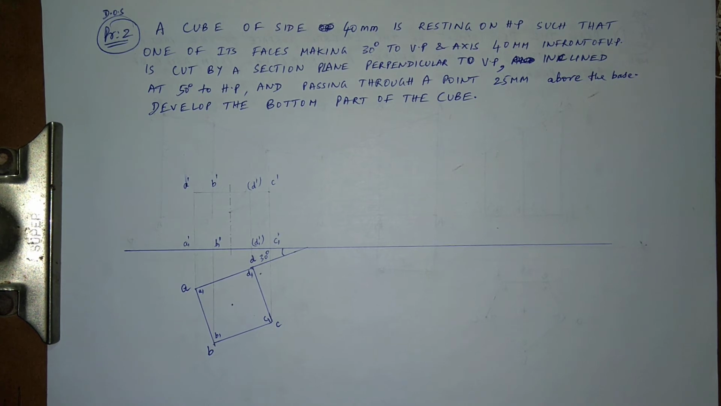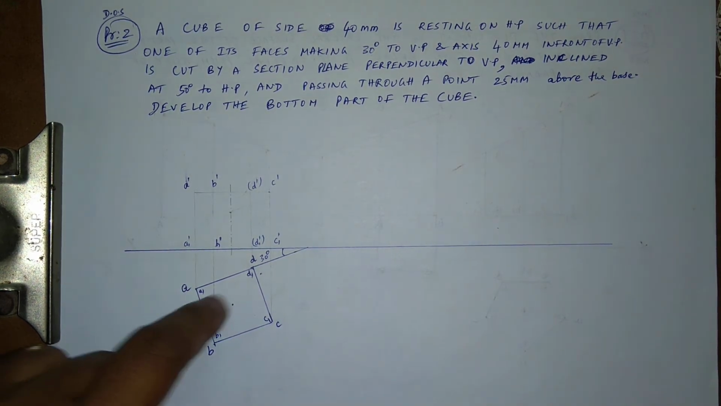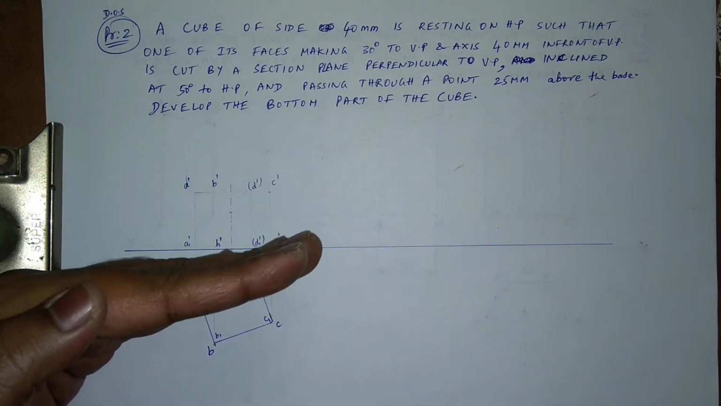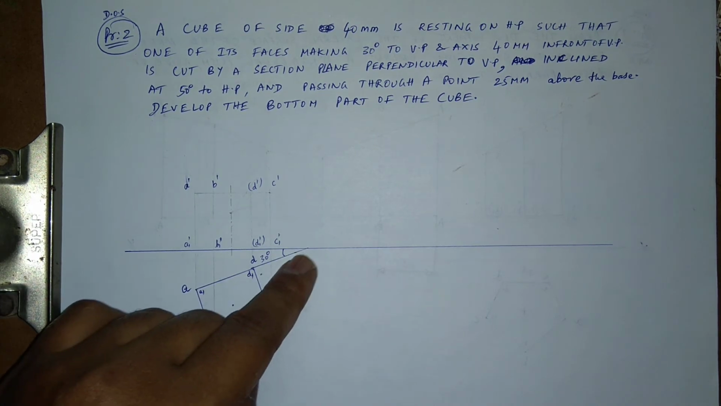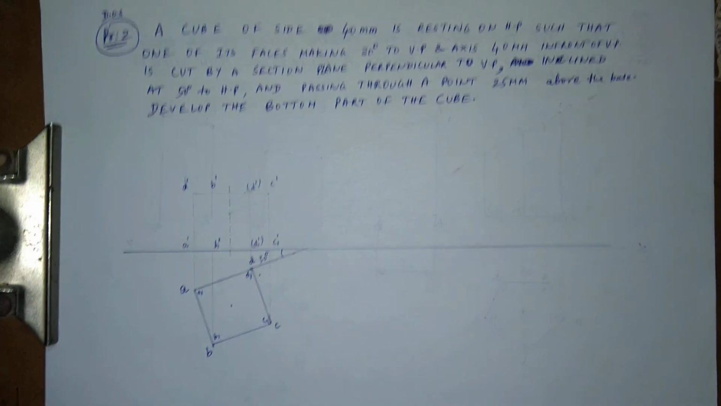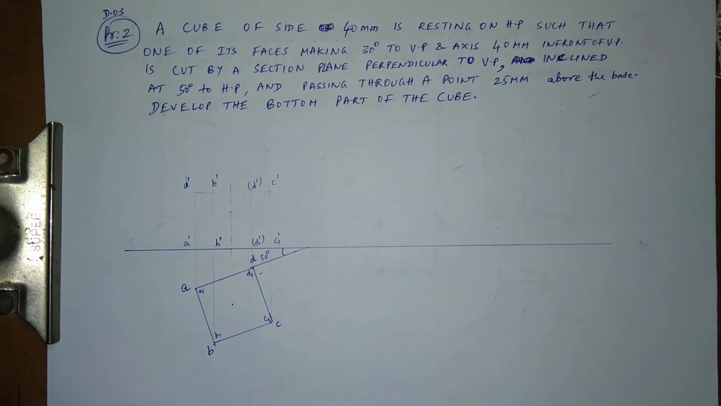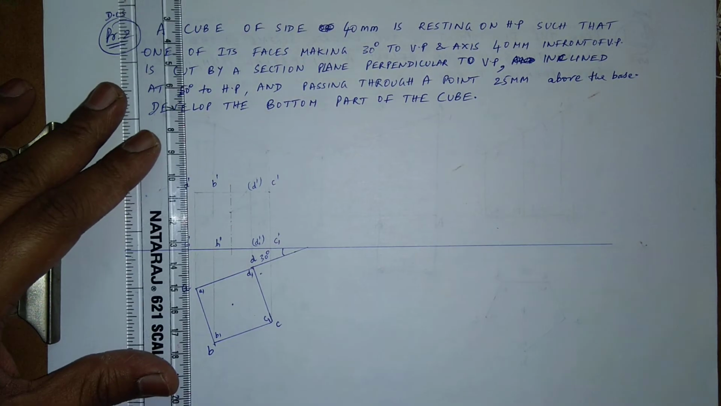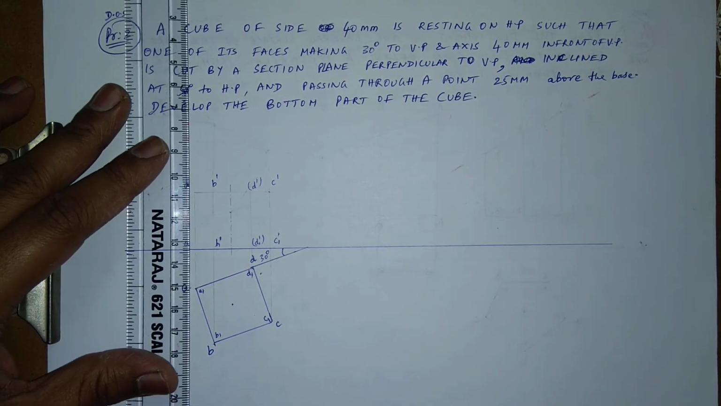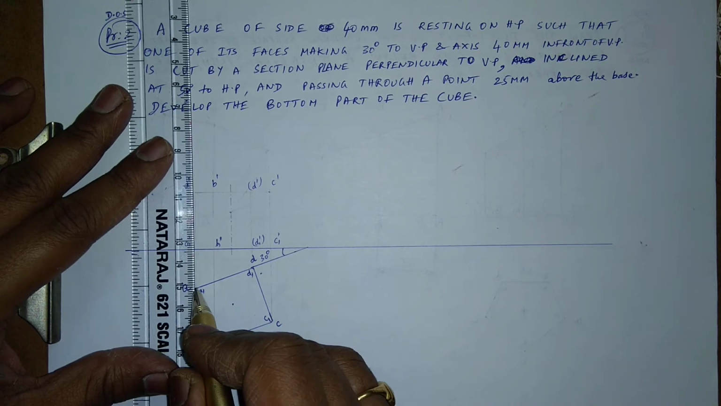Now let us see how this cube is resting. The cube is resting on HP, that is clear. And then one of the faces, this is like A1, D1, D, this face is making 30 degrees to the VP. This is my 30 degrees. Alright, so from that, in the top view, I'll see my square base. And then in the front view, I'll have to project these points. Let me just project these out. I'm just drawing them lightly. These are the projection lines.